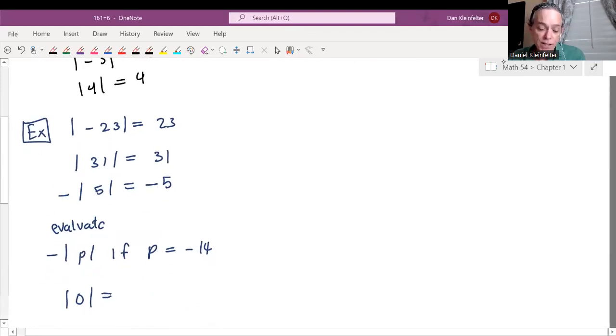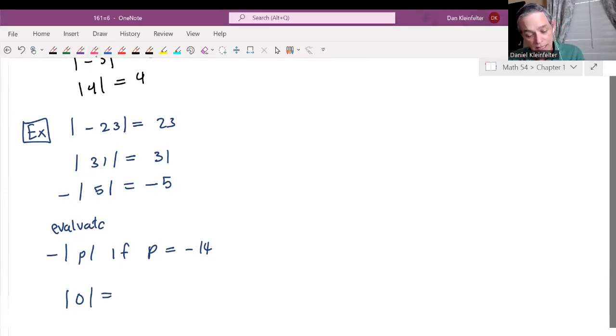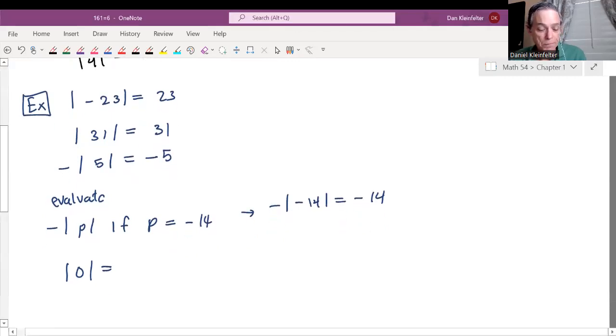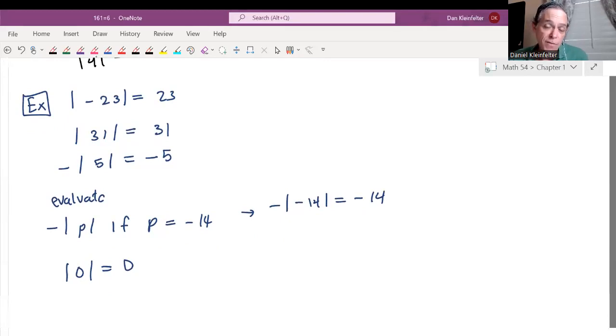An evaluate question: if p is -14, we want the opposite of the absolute value of p. So let's see that. We'll replace the p with its value, which is -14, and then compute. The absolute value of -14 will be 14. And then, as you can see, I carried over that minus sign that was in front, giving us in all -14. The absolute value of 0 will be 0. It's not undefined or anything. It's legitimate to ask how far is 0 from itself.